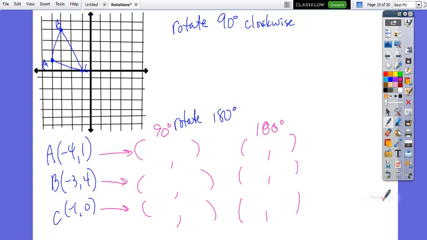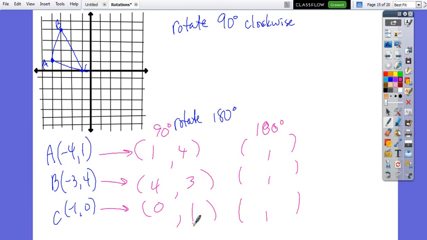All right, so what do we get? When we rotate 90 degrees, we're going to change which of the signs? The x, and then swap. So this becomes... good. This next one becomes 4, 3. Good. This next one becomes 0, 1. And it's just about being careful, guys. Using the rules, being careful.